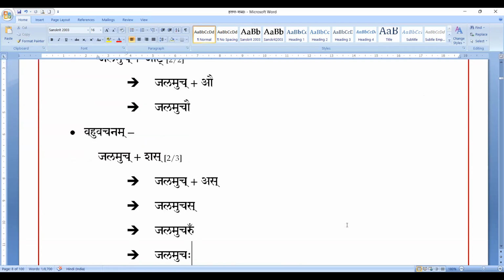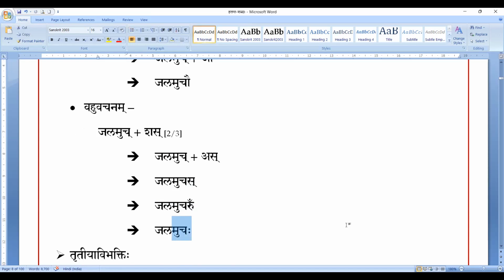Then bahuvachanam. Pratyaya is shas. Here also, shakara is italated. The content is only 'as', same as that of pratama vibhakti bahuvachanam, 1, 3. So when you join, what do you get? Jalamuchas is a padam. Padanta sakara is replaced by ru. The content of ru is nothing but repa. Repa is replaced by visarga. Kharavasanayor visarjaniyah. Jalamuchah. So now we have derived pratama vibhakti and dvitiya vibhakti: jalamuch, jalamuchau, jalamuchah; jalamucham, jalamuchau, jalamuchah. So any shabda you can decline.